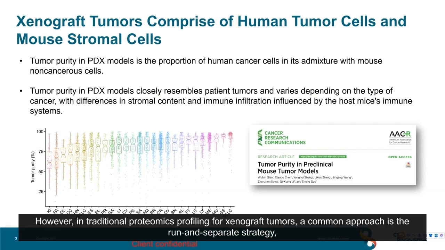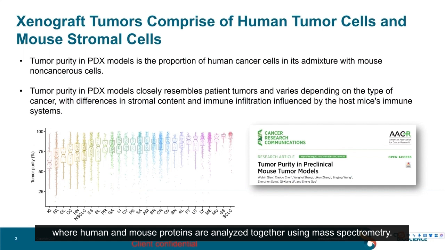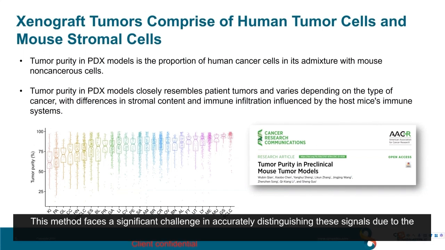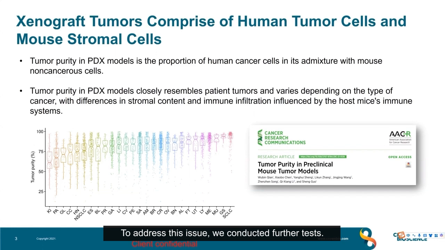However, in traditional proteomics profiling for xenograft tumors, a common approach is the run-and-separate strategy, where human and mouse proteins are analyzed together using mass spectrometry. This method faces a significant challenge in accurately distinguishing the signals due to the substantial overlap of peptides between human and mouse. To address this issue, we conducted further tests.